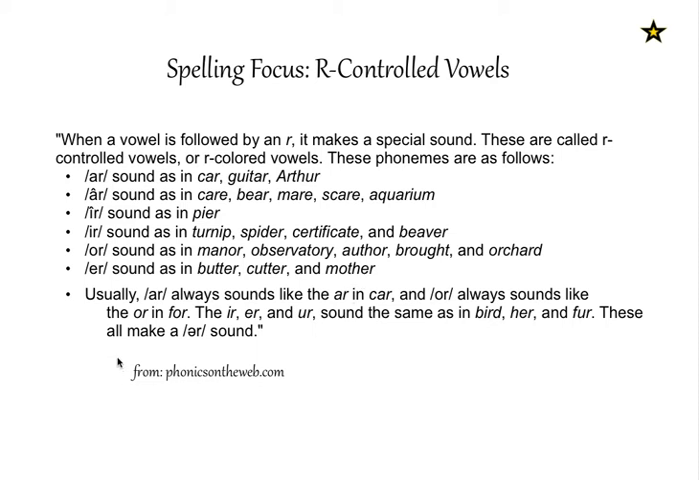Now you also need to know that usually the R sounds, like in R in car and or, always sounds like the or in for. The and sound the same as in bird, her, and fur. So all of those make the sound. So that's what makes it a little bit confusing, because it could be IR, ER, or UR. So you have to be getting to know your spellings of these words to help you better sort them out based on their spelling rather than on their sound, because they all kind of have the same sound.